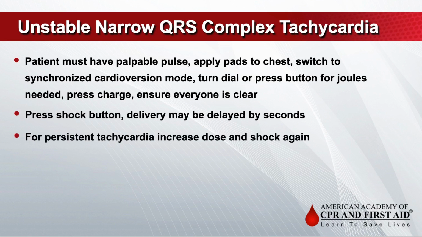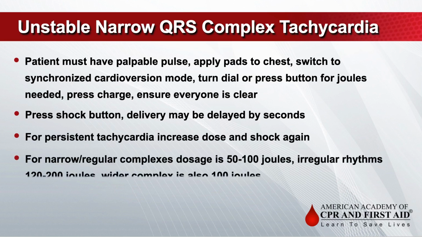For persistent tachycardia, increase the dose of joules and shock again. For narrow, regular complexes, the correct dosage is between 50 and 100 joules. For irregular rhythms, use 120 to 200 joules. Occasionally, patients may have wide complex regular tachycardia. This is also shocked at 100 joules.